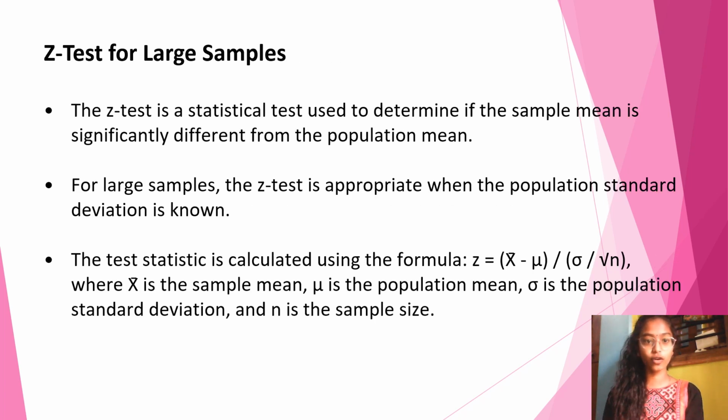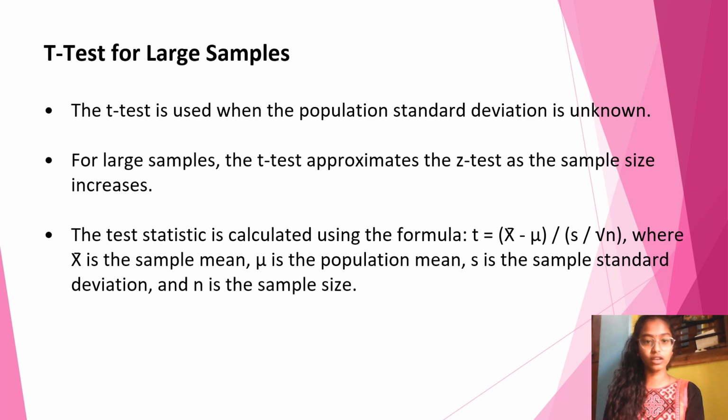Let's see the Z-test for large samples. The Z-test is a statistical test used to determine if the sample mean is significantly different from the population mean. For large samples, the Z-test is appropriate when the population standard deviation is known. The test statistic is calculated by using the formula Z equals X bar minus mu, divided by sigma divided by root n, where X bar is the sample mean, mu is the population mean, sigma is the population standard deviation, and n is the sample size.